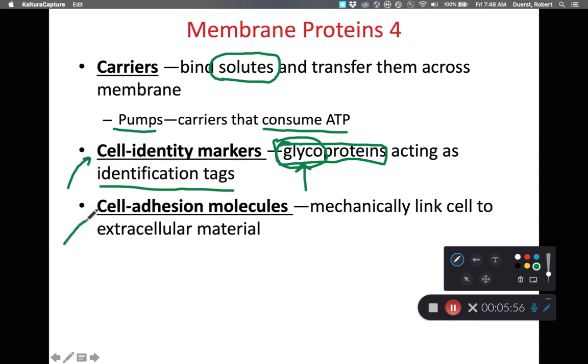And then we can have cell adhesion molecules. Cell adhesion molecules are going to mechanically link one cell to an adjacent cell to help give structural stability to the tissue of our bodies.